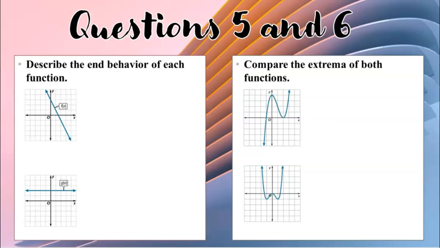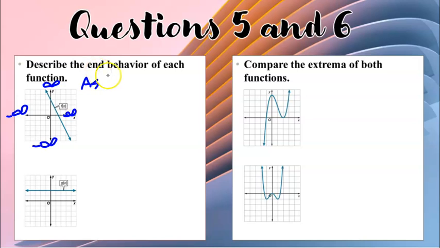Question 5. Describe the end behavior of each function. So for f of x up here, before I write the statements, let's put our infinities in. So this is positive infinity, this is negative infinity, this is negative infinity, and this is positive infinity. So now our two statements.